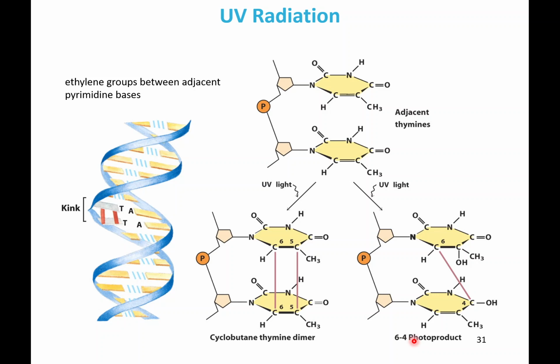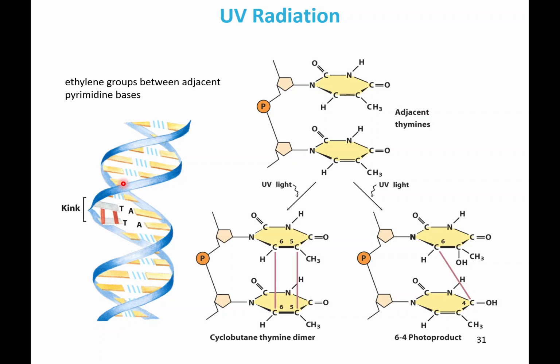And that's referred to as a 6,4 photoproduct. You can also get a sort of ring formation between the two, where you have bonds between these two carbons and these two carbons, and that's shown here, and that's referred to as cyclobutane thymine dimer. So thymine dimers and 6,4 photoproducts are the main damage UV radiation causes.